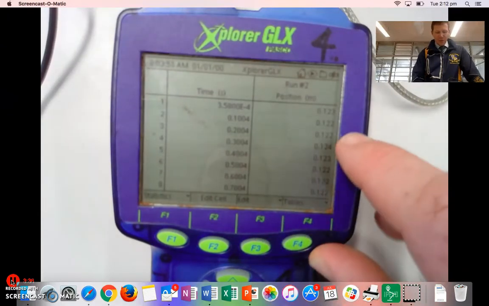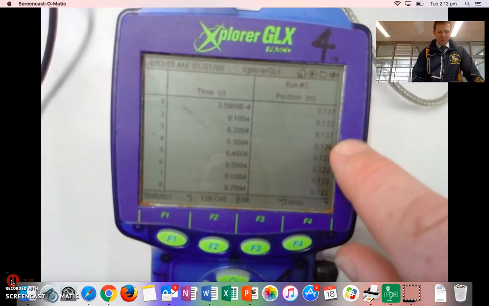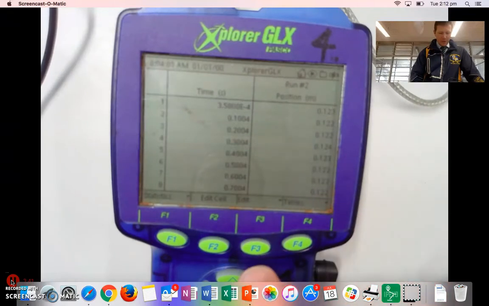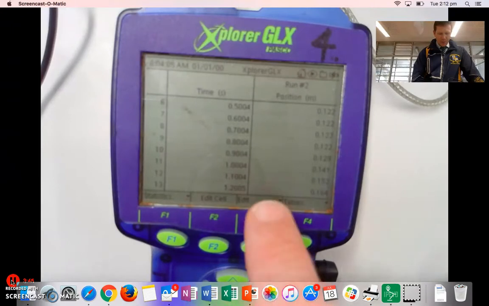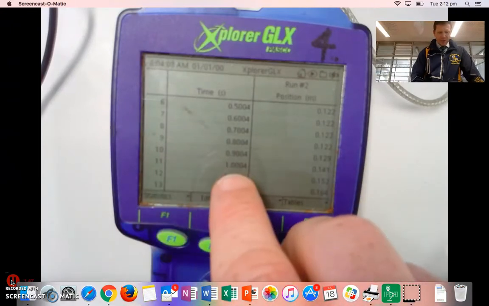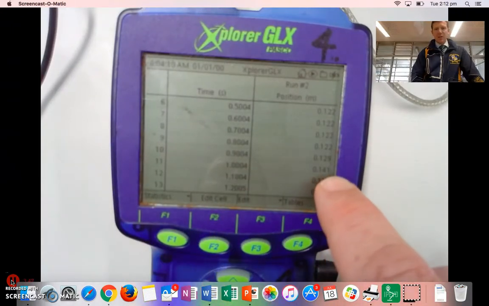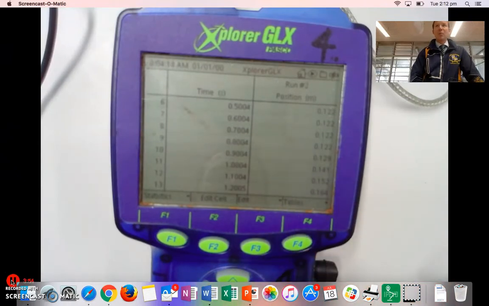After 0.1 of a second, it was still there, still there. And if we move down, it wasn't until about 1 second in that the phone actually started to move. Okay, and then it went 0.14, 0.15, 0.16.